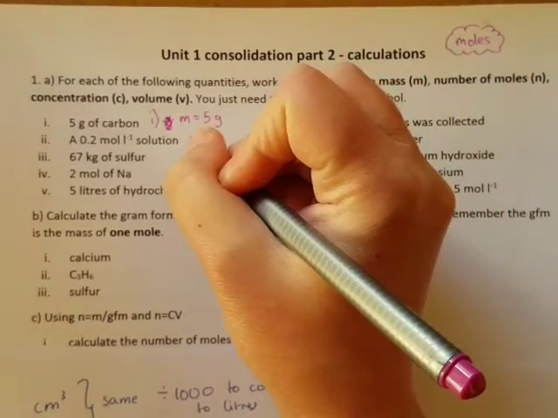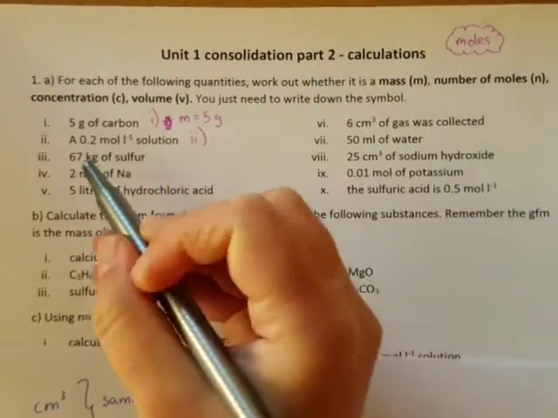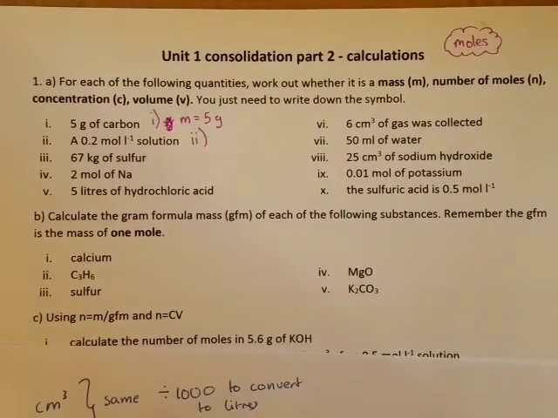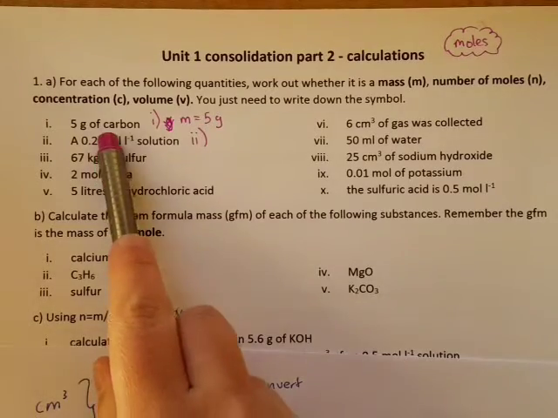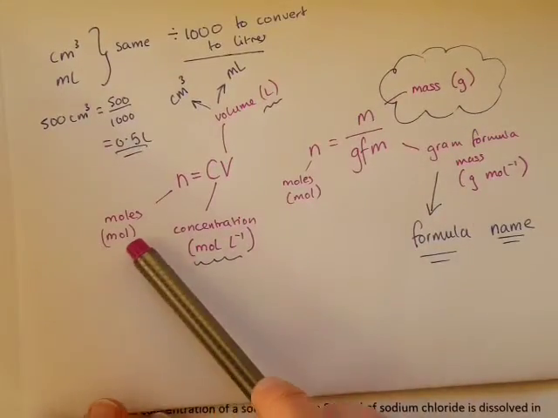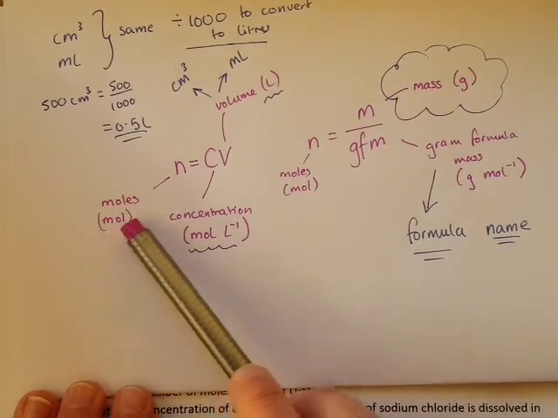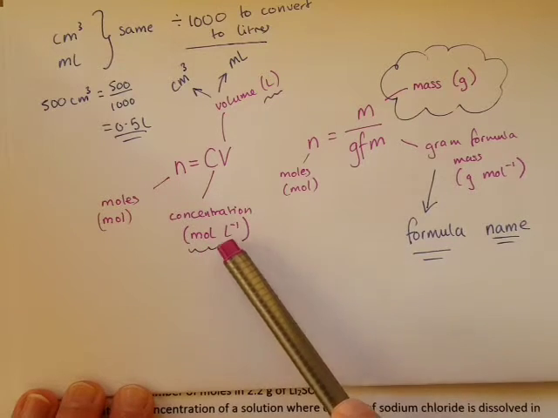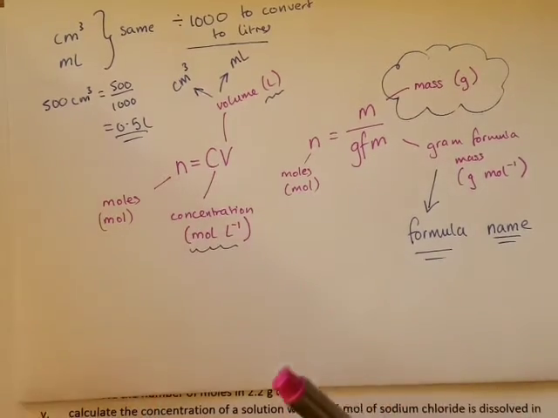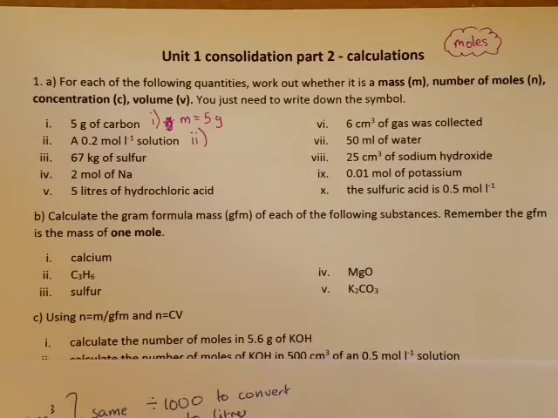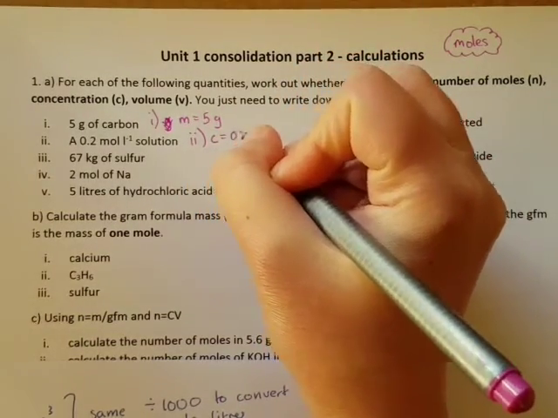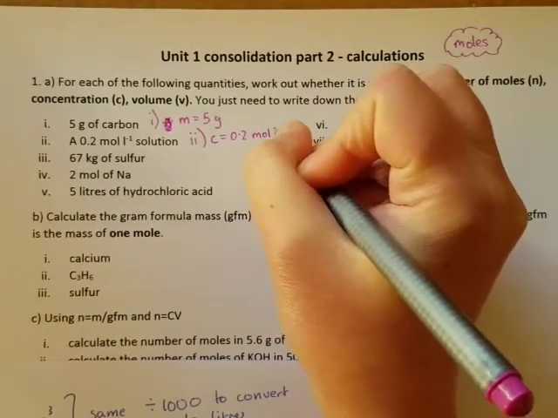Okay. Part 2, it says a 0.2 mol L to the power of minus 1 solution. Now, quite a lot of you in the test got mixed up when you saw mol L to the power of minus 1 and you thought that was moles. Remember, moles is just mol on its own. If you see mol with an L to the power of minus 1 after it, moles per litre, that is the concentration of a solution. So that one, concentration, is 0.2 moles per litre.